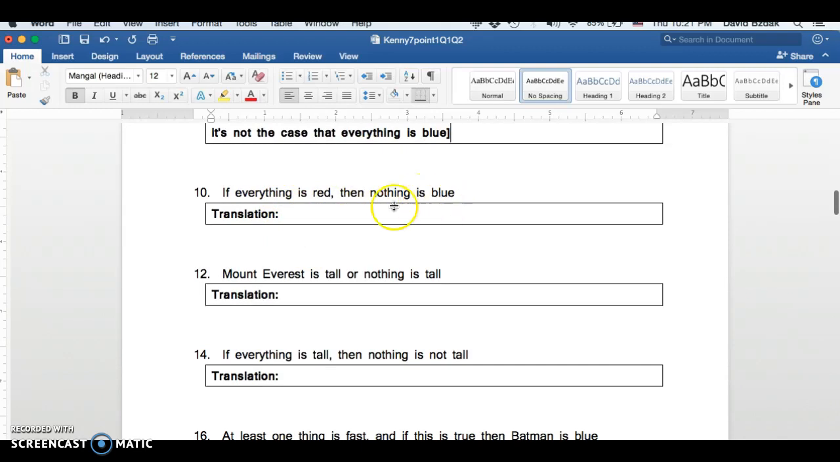Okay, if everything is red, then nothing is blue. So notice we have a conditional here, right?